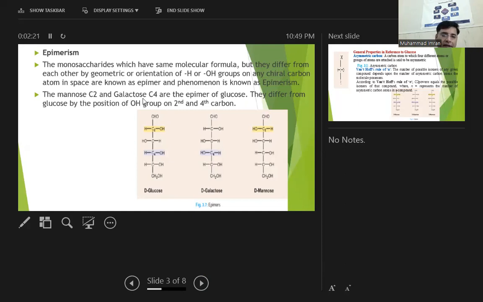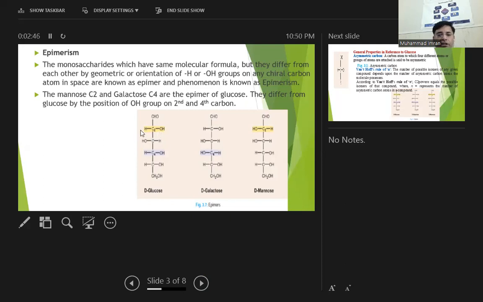Mannose at C2 and galactose at C4 are the epimers of glucose. They differ from glucose by the position of the H and OH group on the second and fourth carbon. This is the structure of glucose. In glucose, we have the third carbon hydroxyl group on the left side.